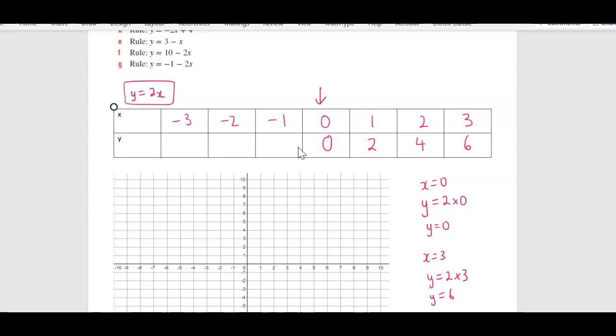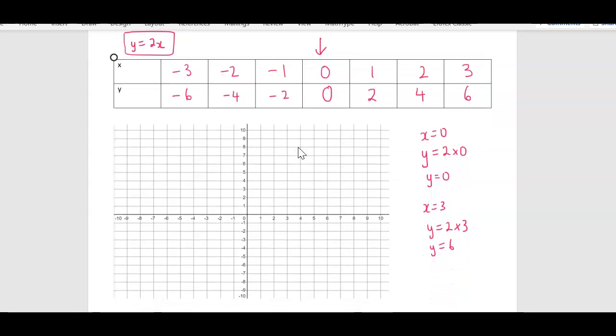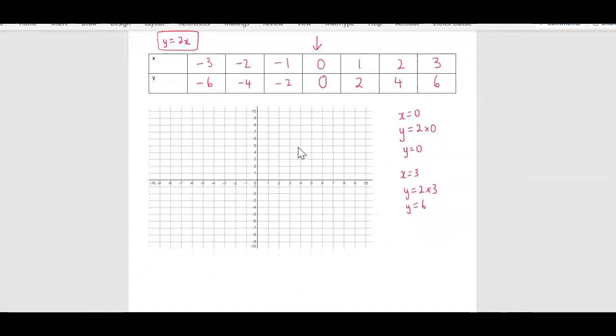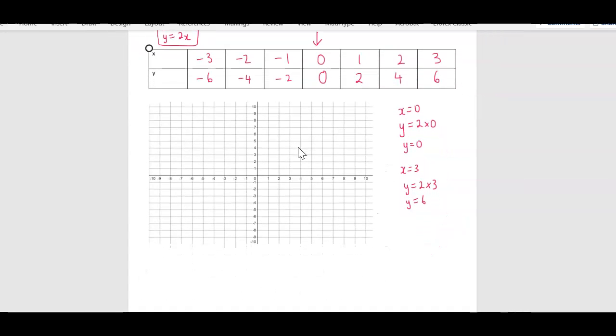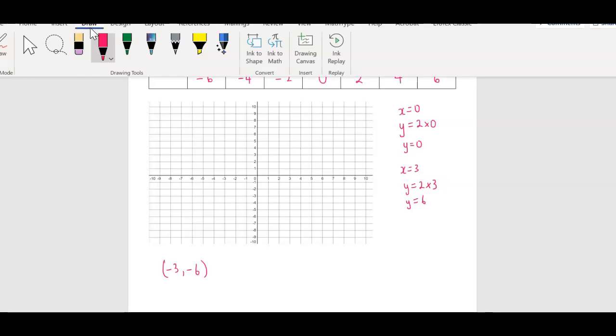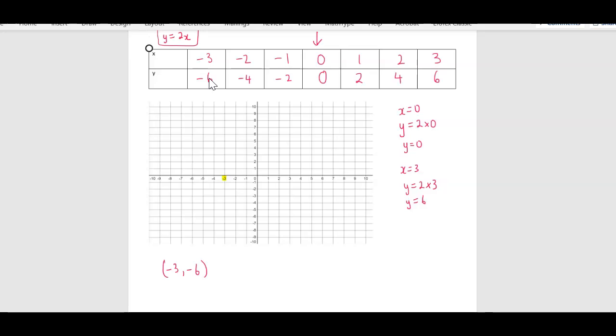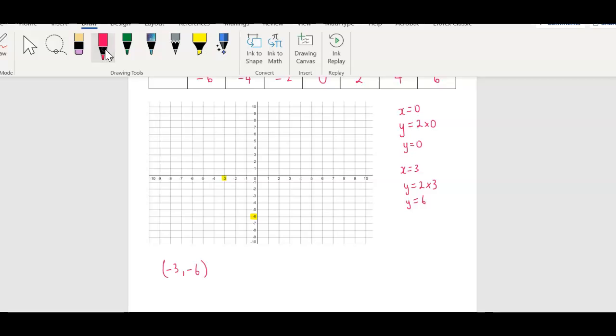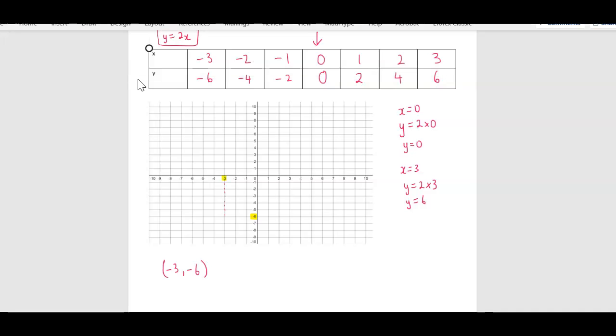Okay, so if we were going up in that direction, that means we have to go down in the other direction. All right, so I've just filled in that table. Now, all of them, remember, are points on the graph. So I'm going to, just for this one, because I've got the space to do it, the first point is -3, -6. So we find x equals -3, which is there, and y equals -6. And then we find the point where they intersect, which is here.